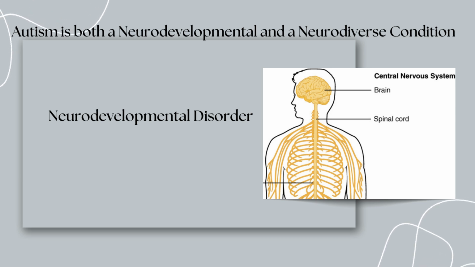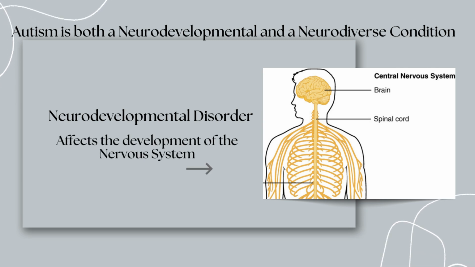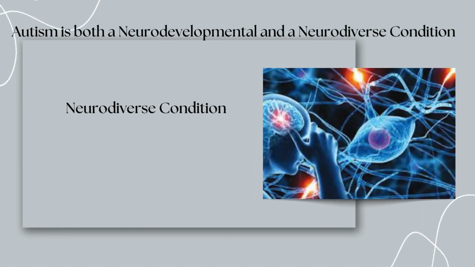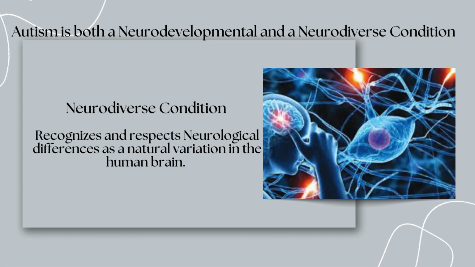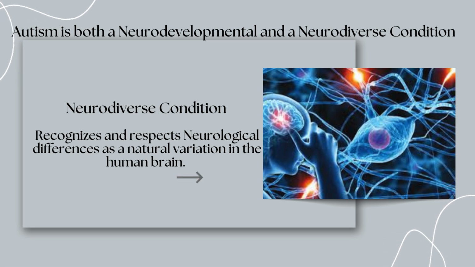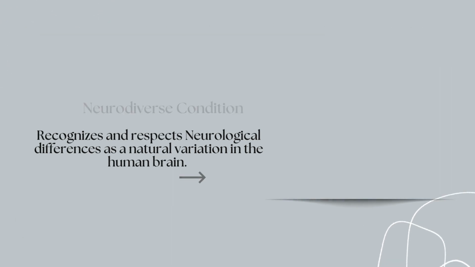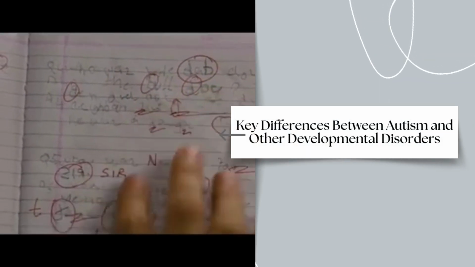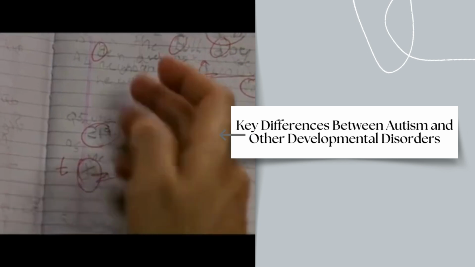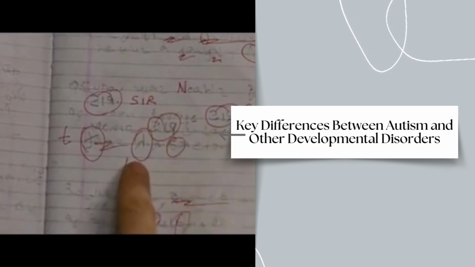A neurodevelopmental disorder refers to conditions that affect the development of the nervous system, leading to difficulties in personal, social, academic, or occupational functioning, influencing how individuals perceive the world and interact with others. On the other hand, autism is also a neurodiverse condition, which is a concept that recognizes and respects neurological differences as a natural variation in the human brain. But then, understanding the differences between autism and other developmental disorders is crucial for accurate diagnosis and effective interventions.